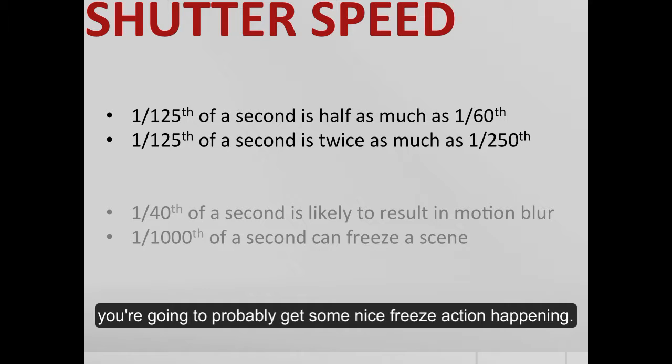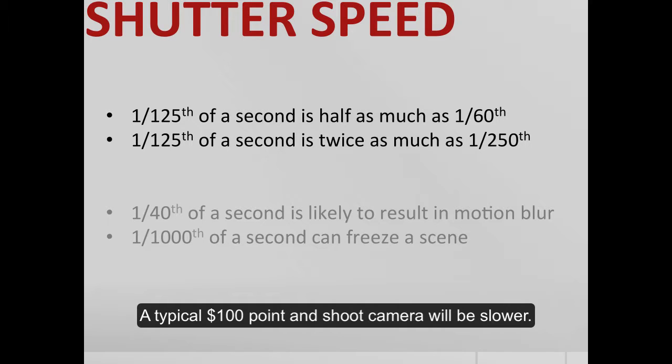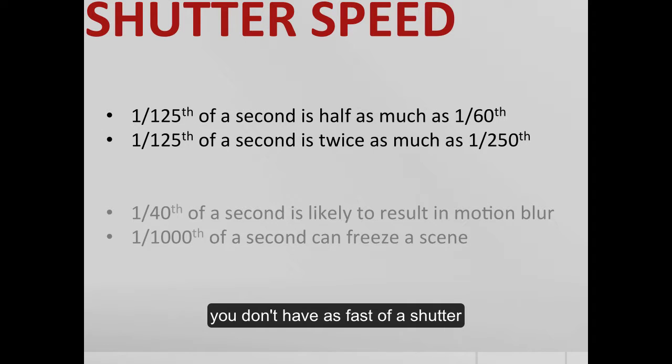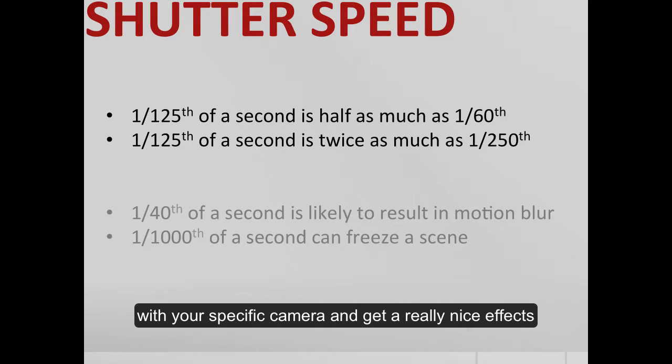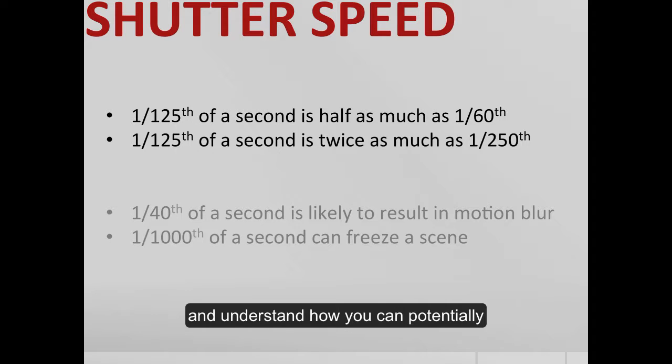freeze action happening. A typical $100 point and shoot camera will be slower. Obviously, the cheaper the camera, the cheaper the tool, you don't have as fast of a shutter as you would with an expensive DSLR. That doesn't mean you can't do cool things. Don't think that you are completely limited by your tool. We're going to look at how we can play with your specific camera and get really nice effects and understand how you can potentially control your shutter speed.